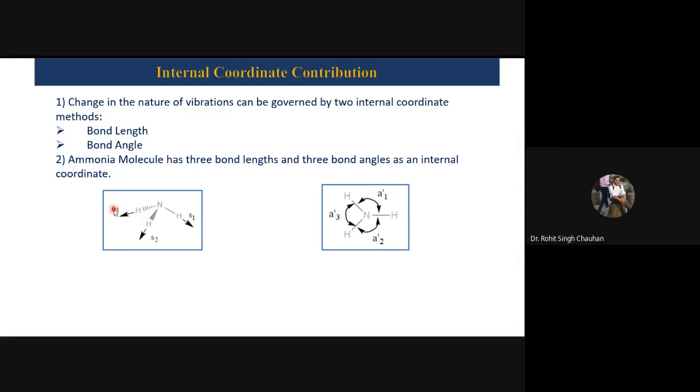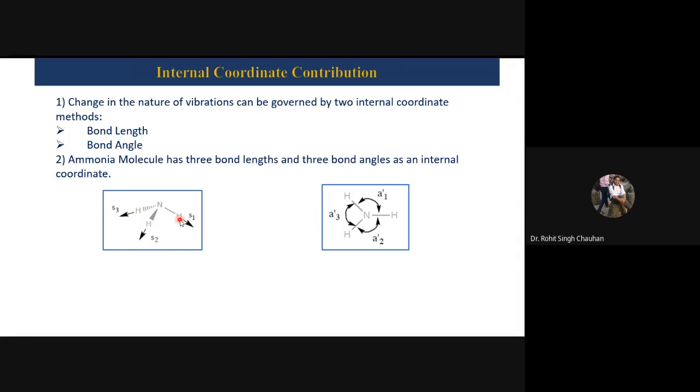Otherwise, if, suppose, in C3 one NH bond is moving, all NH bonds will start moving, and you will not be able to conclude whether the changes are going to happen or not. So to make it easier, I have told you that this NH bond is S3, this NH is S2, and this NH is S1.